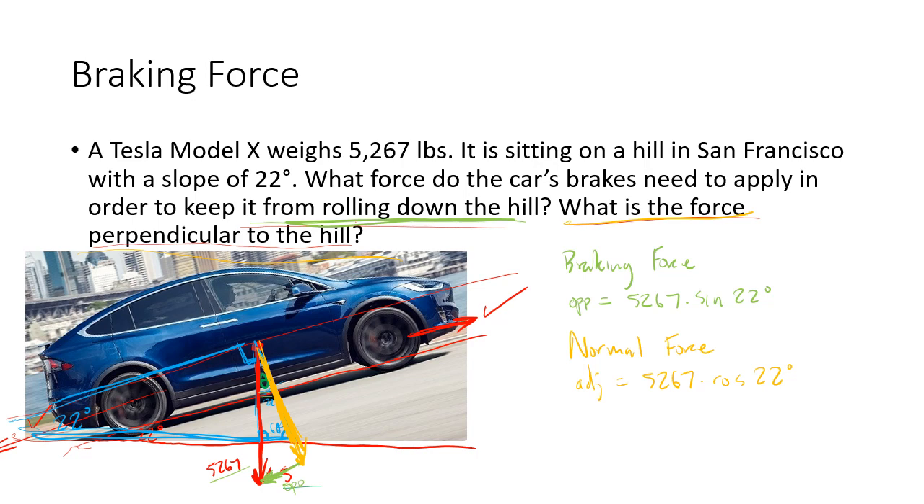5,267 times the sine of 22 degrees. I'm in degree mode. That is 1,973 pounds-ish of braking force. And the other one, 5,267 times the cosine of 22 degrees, we've got 4,883.5-ish pounds of force acting perpendicular to the hill.